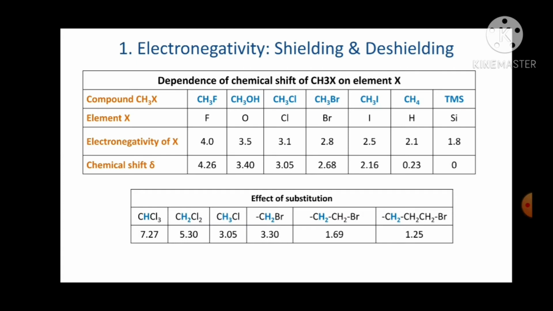So this electronegativity effect can be understood with some examples. I have represented here a table of compounds, CH3X. We will be mainly focusing on these CH3 protons, and X could be any electronegative or electropositive atom here. In the case of CH3F, you know fluorine is highly electronegative in the periodic table. The electronegativity of fluorine is 4.0.